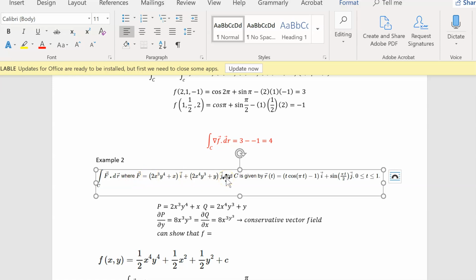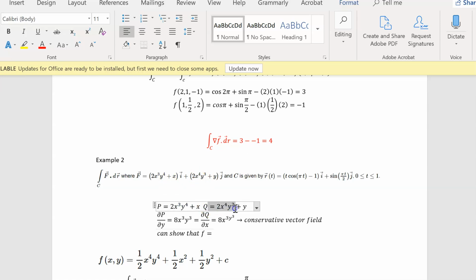You know that if you take this part as p and this part as q, and take the partial of p with respect to y and the partial of q with respect to x. So p is this, the coefficient of i, and q is this, the coefficient of j. If you take the partial of p with respect to y, you get this, and if you take the partial of q with respect to x, you get this, and you can see that they are equal. Actually, this should be down here really.